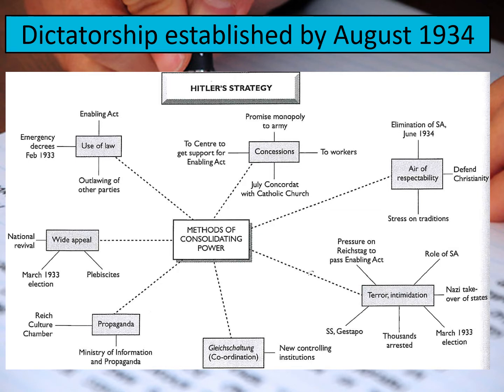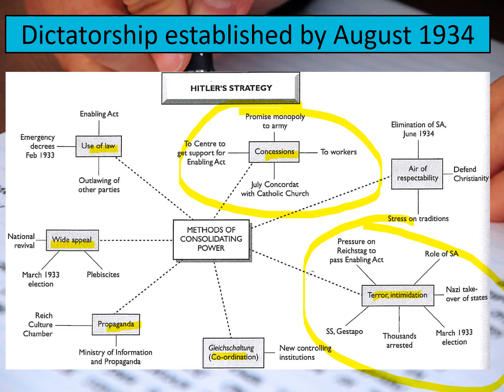Now, we're going to be thinking about different themes and thinking about the use of compromise, legal methods, and terror in today's PowerPoint. But it's also worth bearing in mind that there are kind of outside factors that influence this as well. For instance, things like the policy of Gleichschaltung, things like their use of propaganda, and things like the Nazis' wide appeal. So this is quite a good diagram for giving you a bit of an overview of it, but there are 3 themes that you need to know really, really well, and that is going to be terror, his use of concessions or compromise, and the use of legal methods as well.